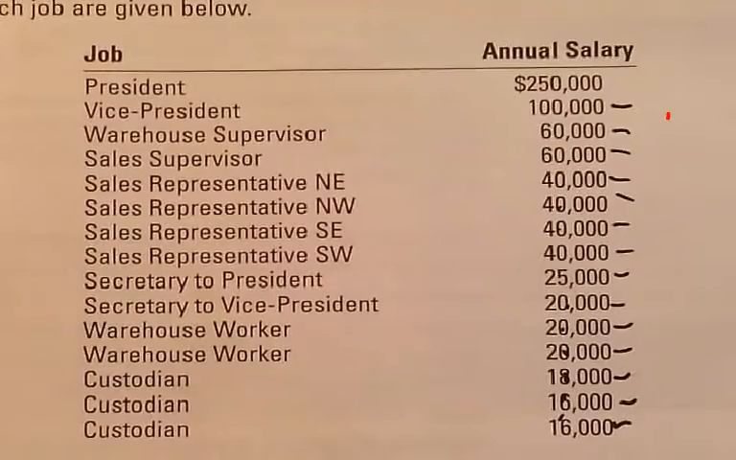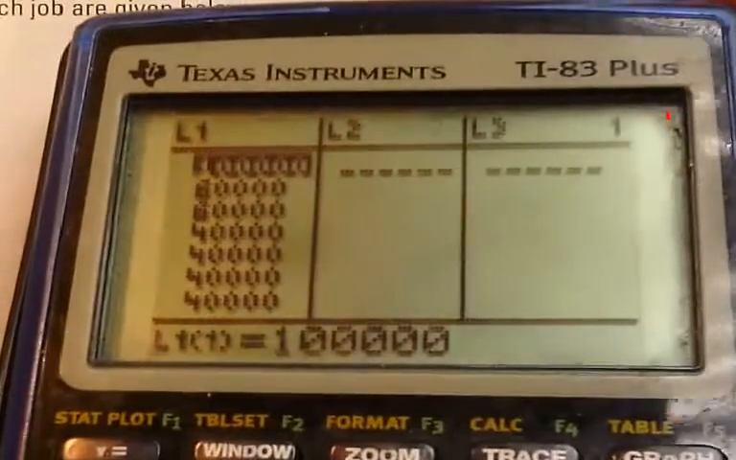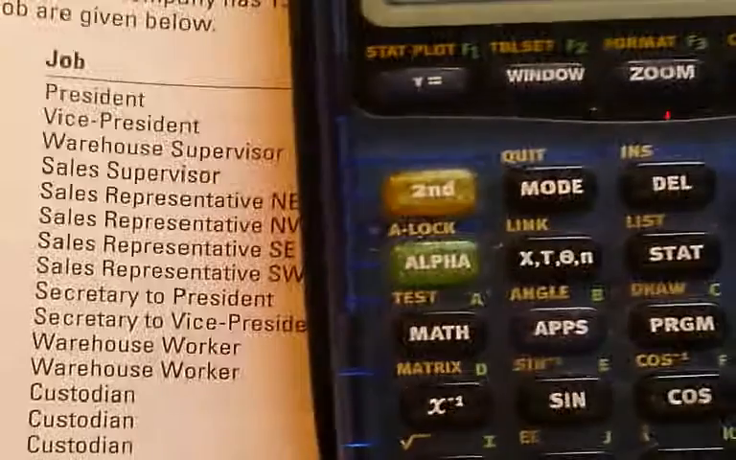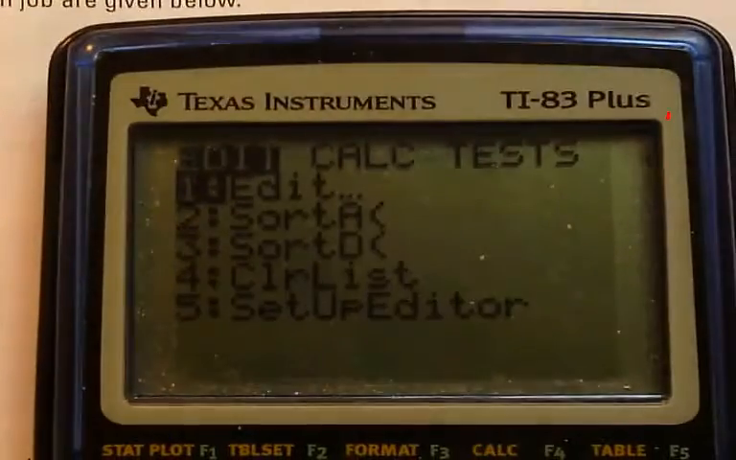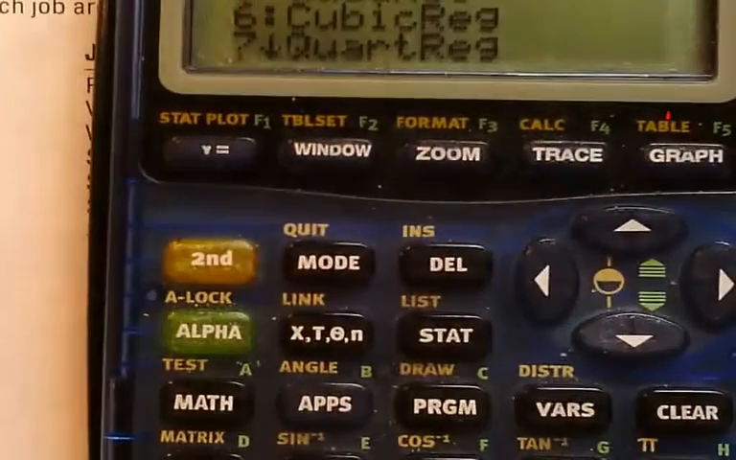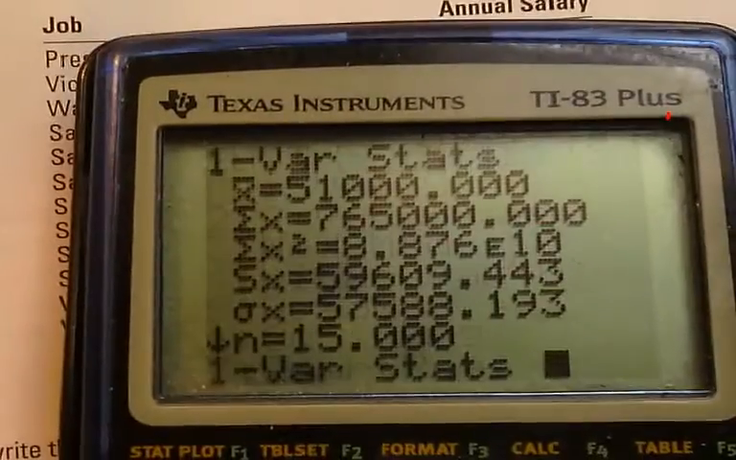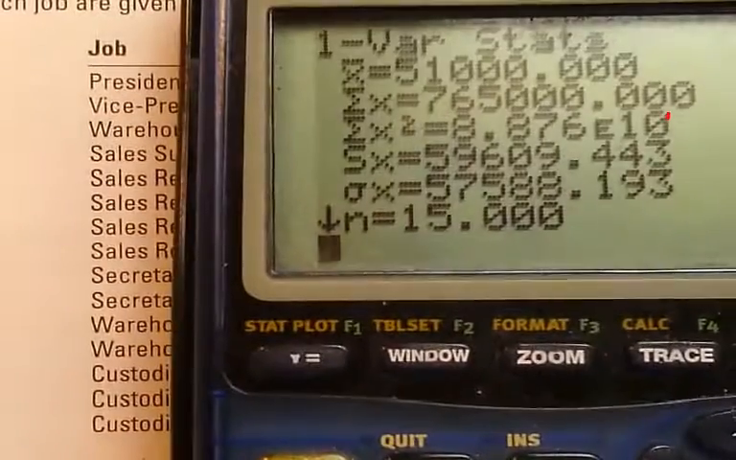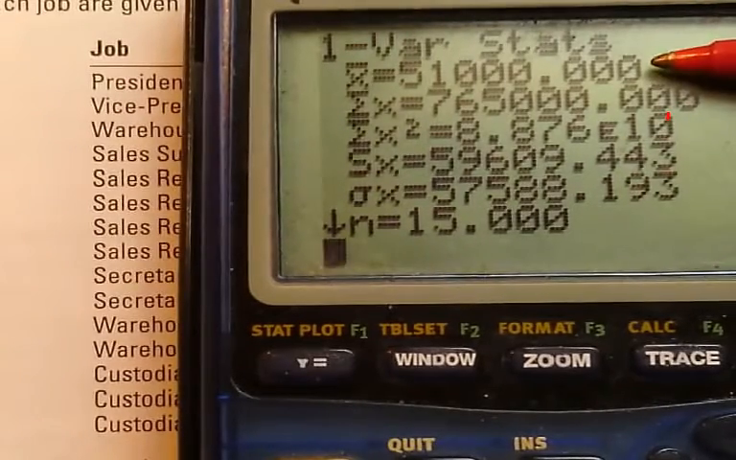So you can see that I added all the numbers in here. Maybe you can't see, but all the numbers are in there. And now we want to go to Stat. Remember, over to Calc. And then the very first one is what we want, one variable stats, and so we're going to hit that and enter. There we go. So the first thing we see right here is the mean. The average is 51,000.